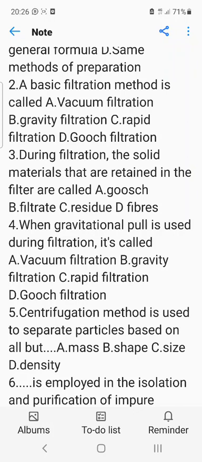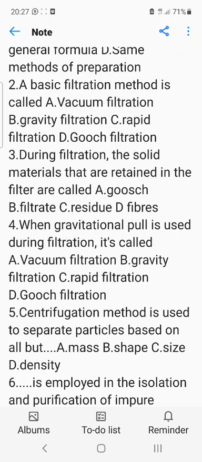Number 3, during filtration, the solid materials that are retained in the filter are called dash. A, gauge, B, filtrate, C, residue, and D, fibers. The materials that are retained in the filter or the pores of the filter paper are called residue. But the one that is filtered into the vacuum or empty space is called the filtrate.